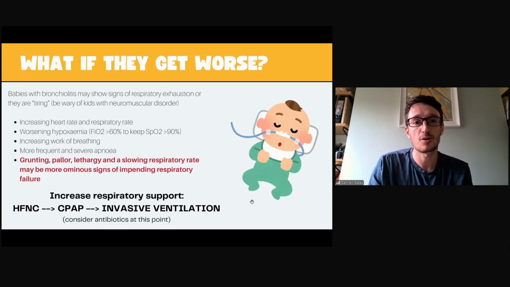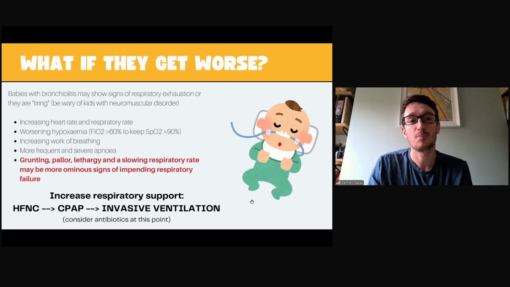So what if they do get worse? So how do you tell? So babies with bronchiolitis might show signs that they're getting tired, as people say, or respiratory exhaustion. Again, another thing just to think about here is be wary of those children with neuromuscular disorders. So things like SMA, spinal muscular atrophy, they may not be able to show signs of increased work of breathing or increase the respiratory rate. So think about increasing heart rate and respiratory rate. If those are both going up, that might be a child who's struggling more. Worsening hypoxemia, so if you're struggling to keep your SATs over 90% with 60% oxygen, that's a sign that you probably need to escalate.